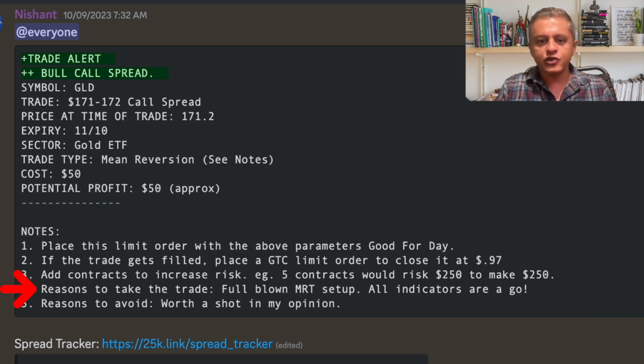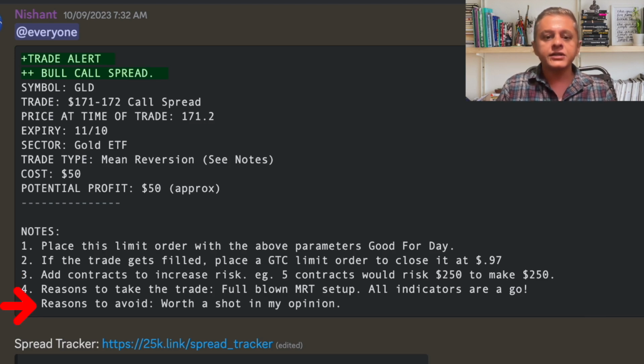In this case, it's really short. It says full-blown MRT setup. All indicators are a go. And by all indicators, I obviously mean the ones that I've mentioned in my book and use all the time, like RSI, DMI, the price candles, Bollinger Bands, Keltner channels, all that stuff.